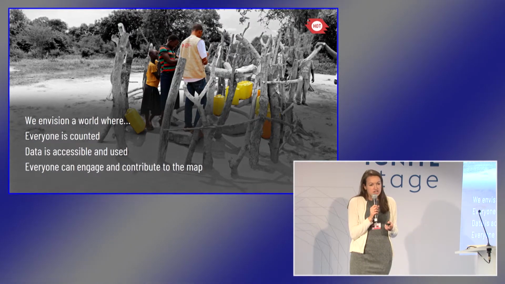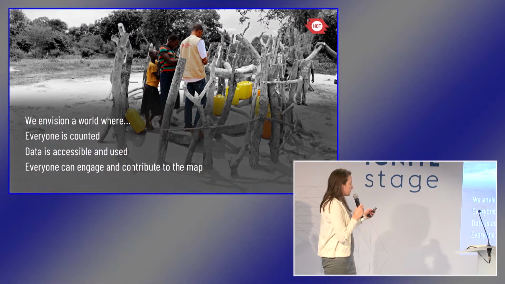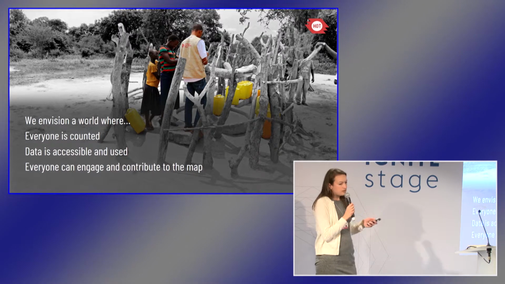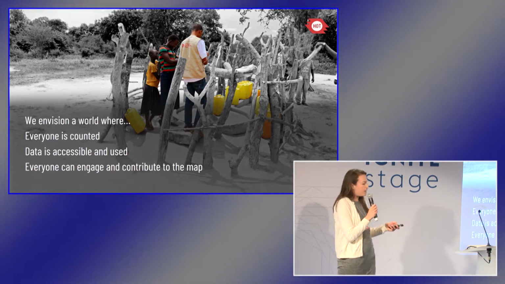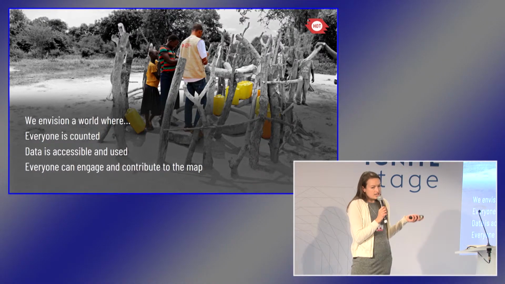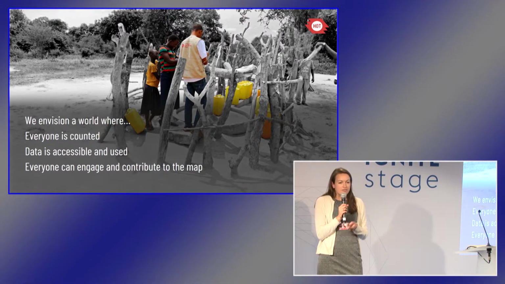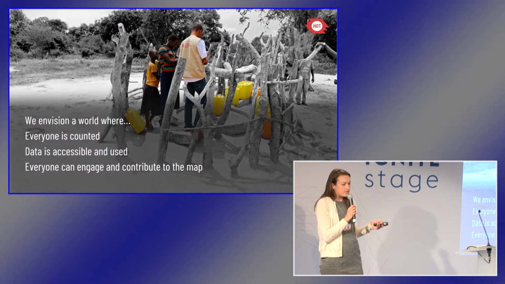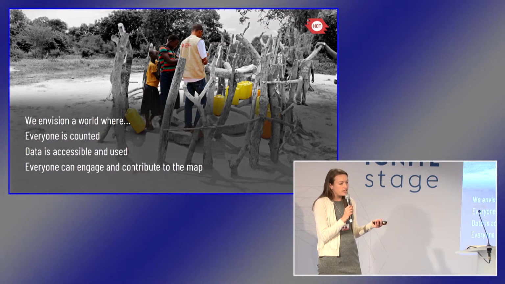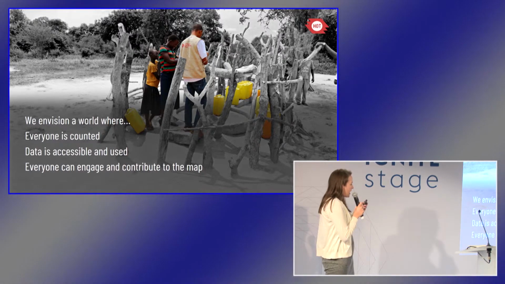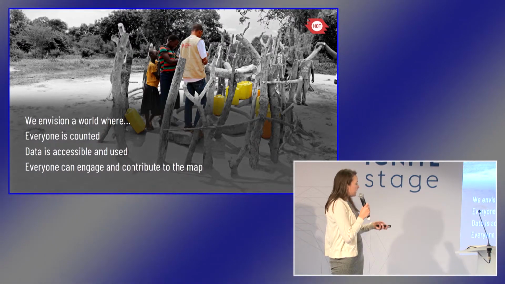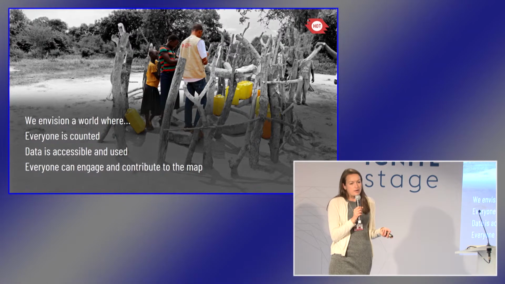Just in a nutshell, these are the three key parts of our vision. We want to see a world where everyone is counted. We can see everyone and every community on the map. Where data is accessible and used, so where we have open data, anyone can use it. People are enabled to do all the great stuff that you can do with data, and anyone anywhere can contribute to the map.